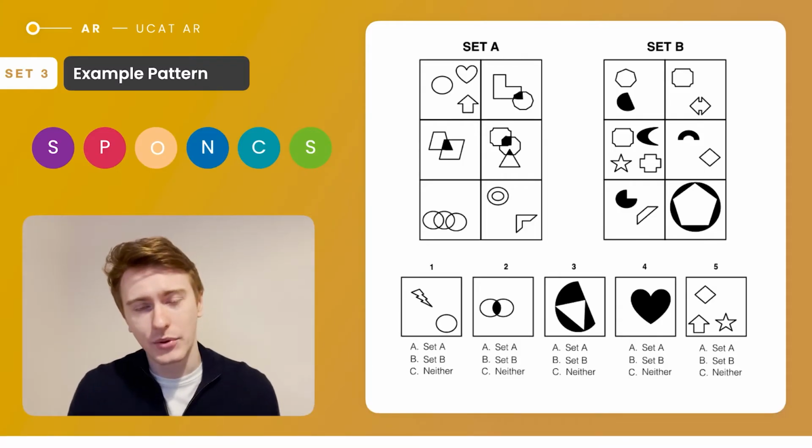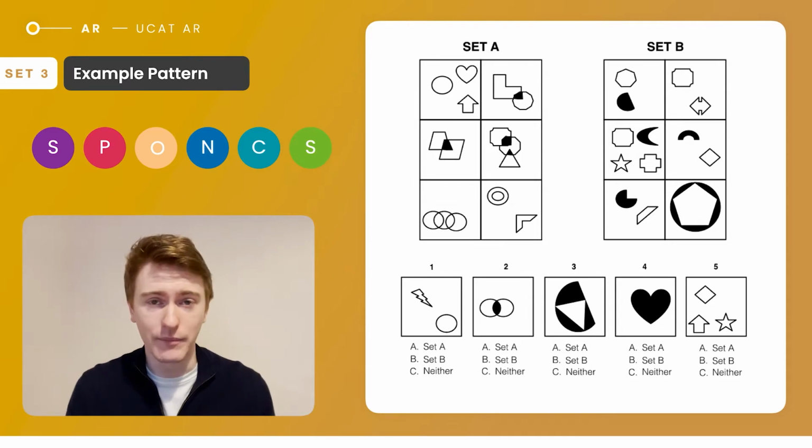And let's do this final example together. So pause the video now and have a go for this one.